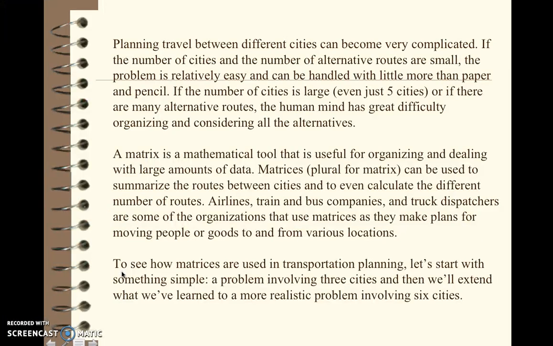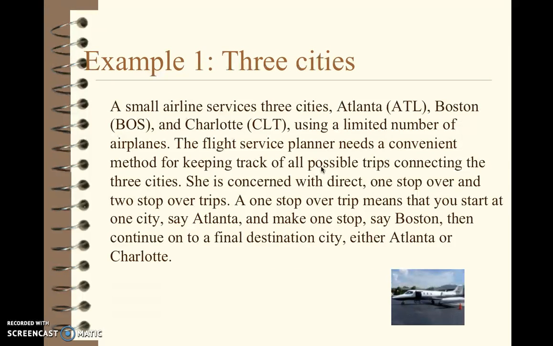Now, what we're going to do is take a look at a relatively simple type of route matrix, and this first example is where we've got 3 cities. So the scenario is we've got a small airline service that operates out of 3 cities. So we've got Atlanta, Boston and Charlotte. So they use a limited number of airplanes, and the service planner needs to keep track of all the possible trips connecting the 3 cities.